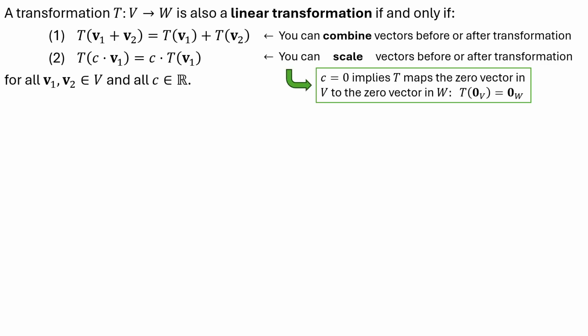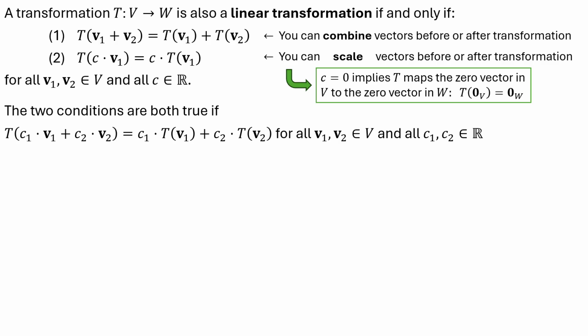Here is a very useful shortcut for checking linearity on exams. If you set the scalar c to 0 in the second rule, you see that a linear transformation must map the 0 vector to the 0 vector. If you ever see a function that shifts the origin somewhere else, you know immediately that it is not linear.